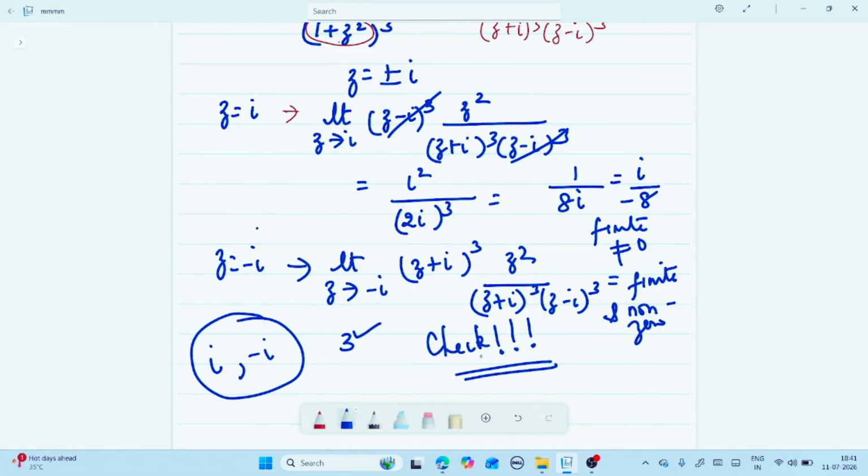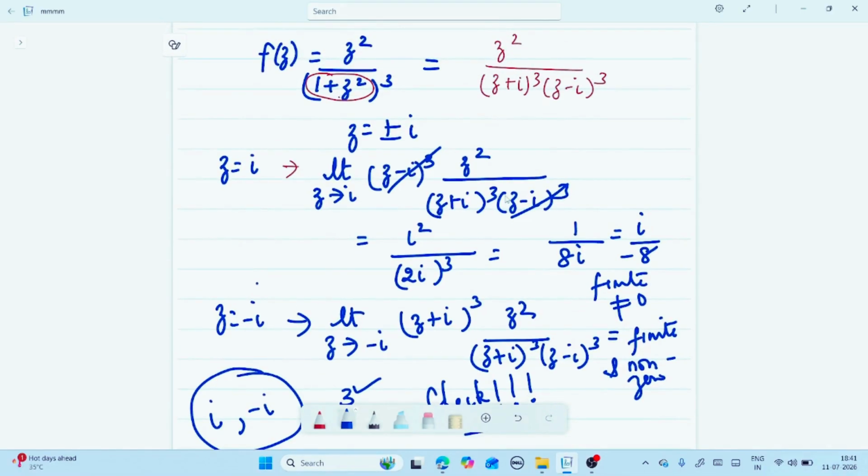Okay. Now in problems like this, the best way to identify whether the isolated singular point is a pole or not is using the limit method. We need not go for the Laurent series method. Compared to that, this will be easier.